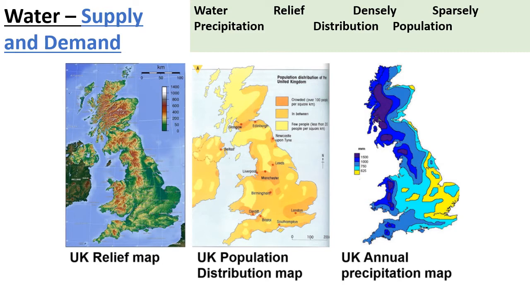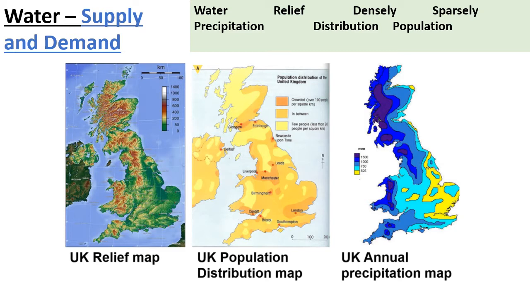Overall in the UK, it's probably likely we've got enough water. However, it's not distributed or spread evenly. So the areas of demand are not where the areas of supply are. Just pause for a moment, have a look at these three maps and then revisit once you've studied these three maps.